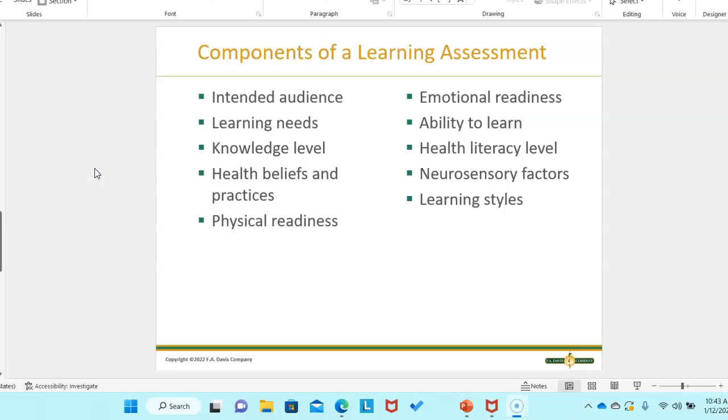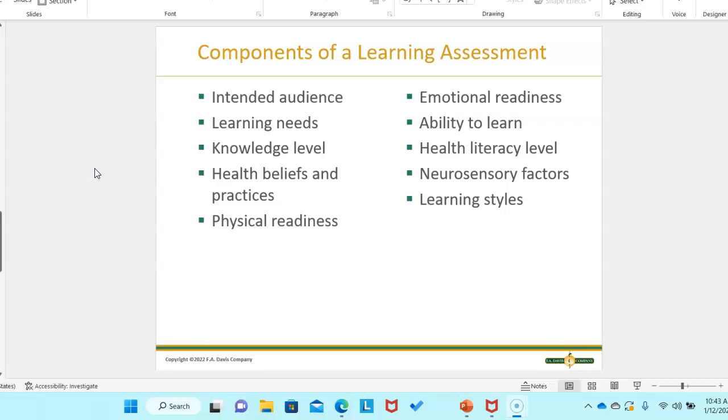The knowledge level. You want to determine what the client already knows so that you can reinforce knowledge or adapt the teaching plan to the client's learning needs. Ask questions such as, what do you think caused your health problem? What are your concerns about it? How has the problem affected your usual activities? What are your concerns about treatments, tests, surgeries?